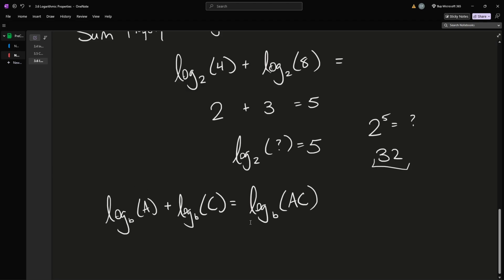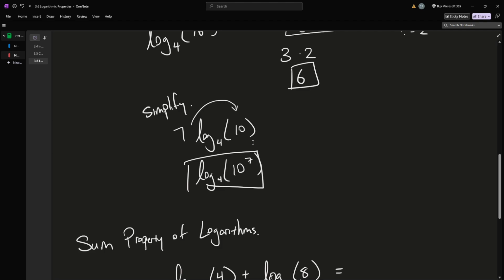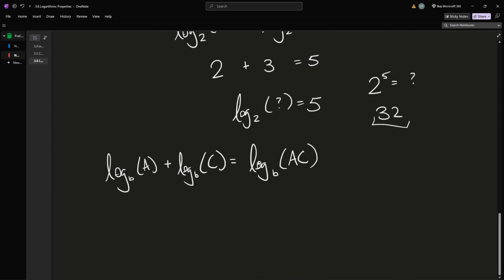And we will use this to simplify logs just like we had before. I want to simplify it, I want to tuck it all in. And also, after that, we're going to combine these properties to then solve for variables.